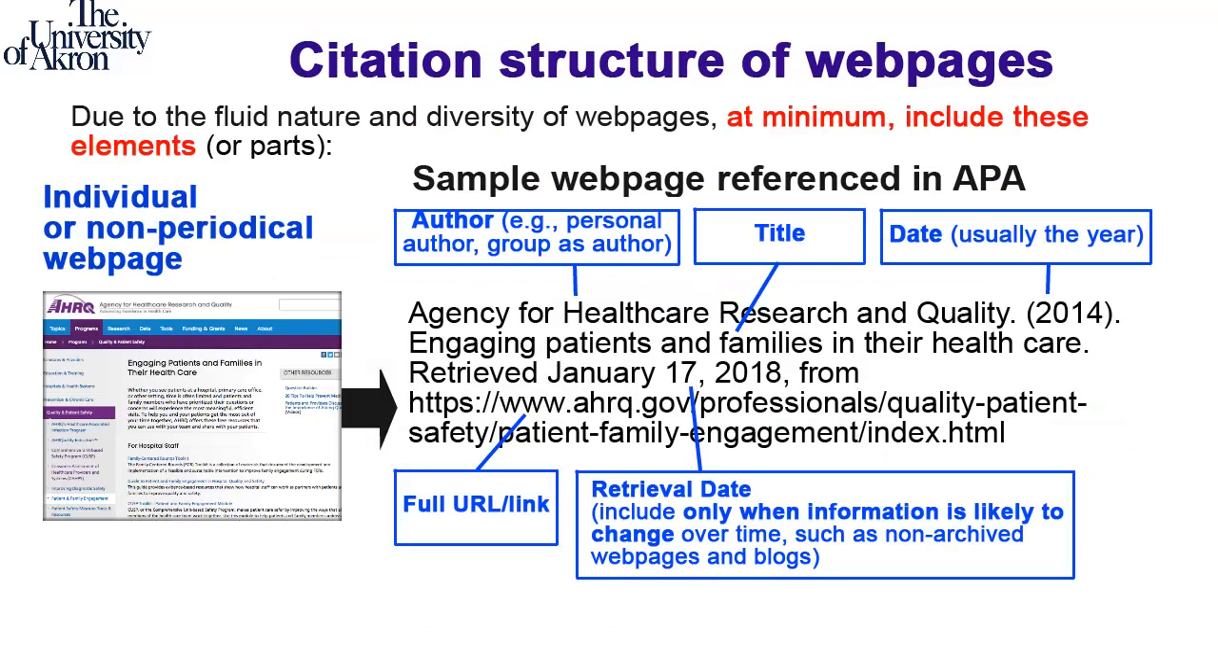At minimum, the general citation of a web page can include the author followed by the date, the web page title, and the URL link. When available, the format of the website and the retrieval date are also included.